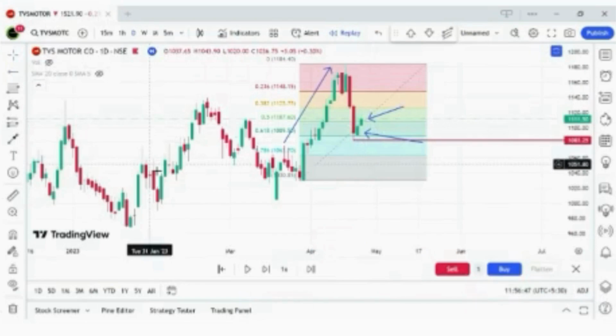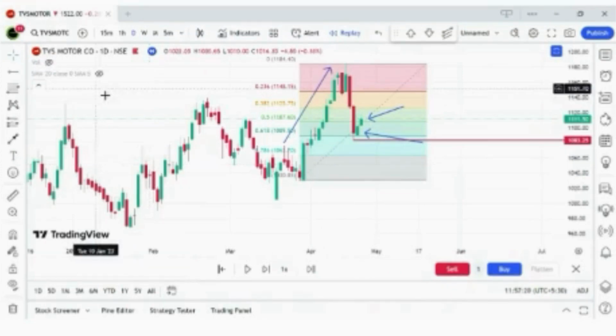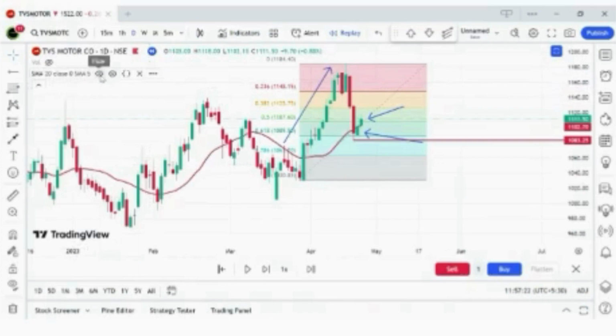Now let me give you a pro advice. You can use the Fibonacci tool alone to take a trade, which is fine. But you can use this tool along with some other indicator to make it a very perfect trade. So let's say I am using the 20 SMA strategy, which I have taught in many of my videos. And according to that strategy, we will buy on this support on the 20 moving average.